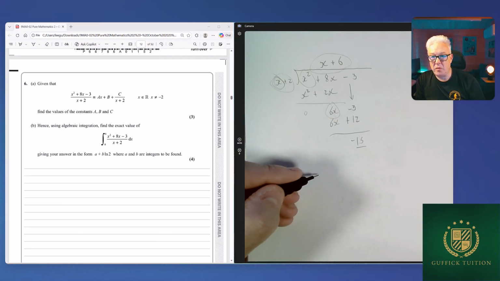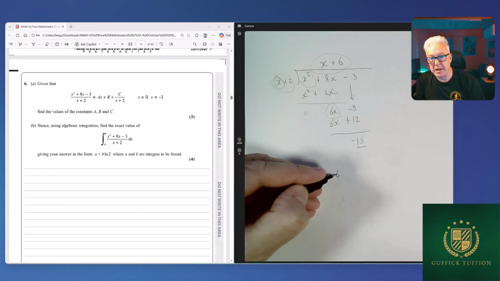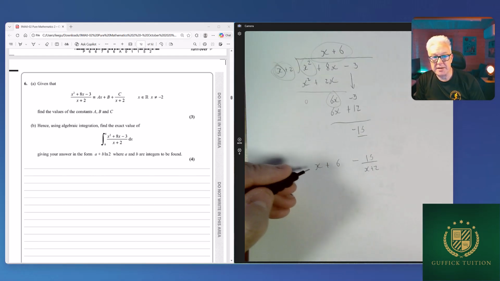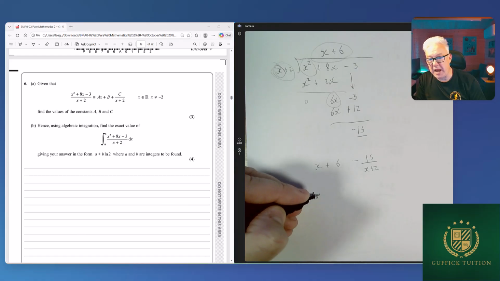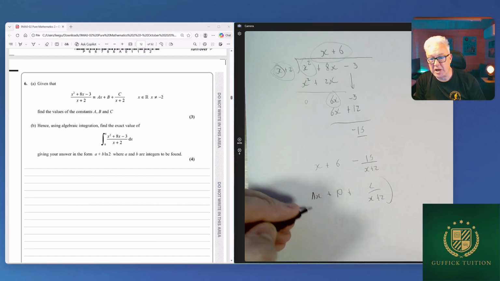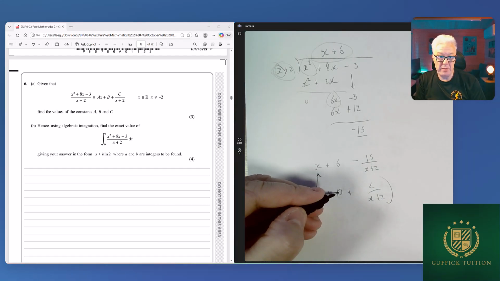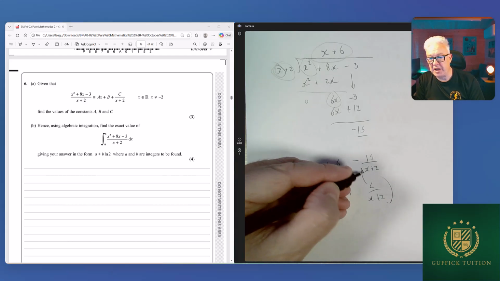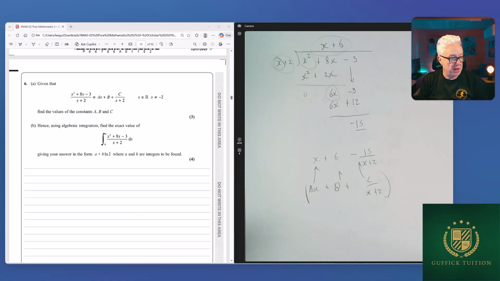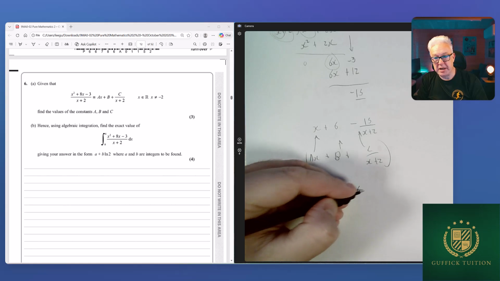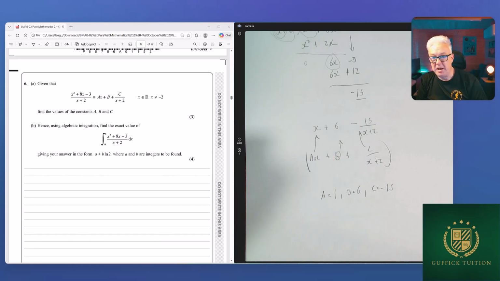Now what that means is that we have x plus 6 minus 15 over x add 2. And that's our answer that is in the form of ax plus b plus c over x add 2, in which case the a is 1, the b is 6, and the c is minus 15. Okay, and that is that done there. So let's write down, to be crystal clear, a is 1, b is equal to 6, and c is equal to minus 15. And that's part A done there, a little bit of algebraic long division.